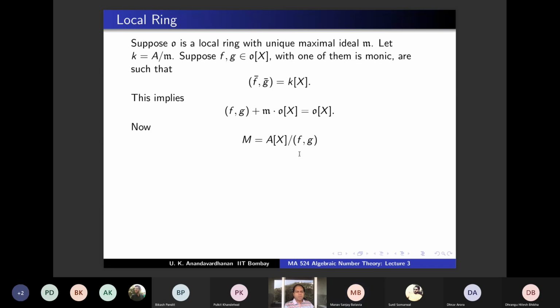And you are using that it's monic, right? If you take an arbitrary polynomial here, if f has degree n, then x^n, x^(n+1), etc., you can write in terms of f. And here you will use that it's monic. So this is finitely generated because one of them is monic. Divided by just one, the ideal generated by one itself is finitely generated, and therefore this is finitely generated. So this is a finitely generated O-module.